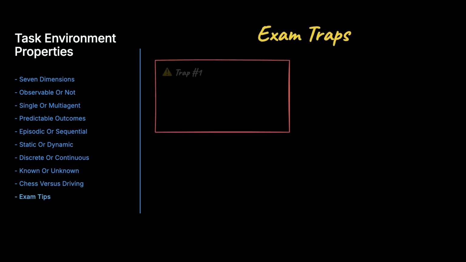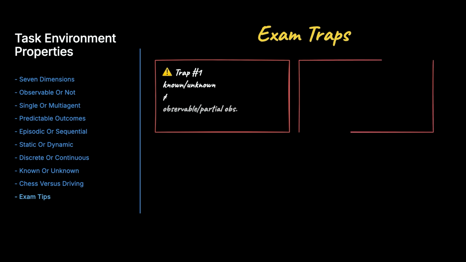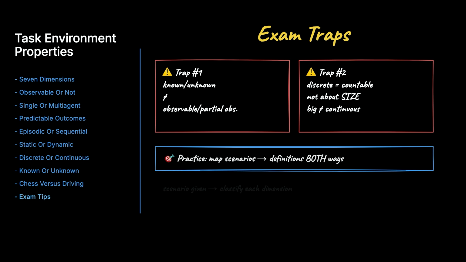On the exam, you will get a scenario and be asked to classify it along these dimensions. So practice mapping examples to definitions both ways. 2 traps catch students constantly. First, known versus unknown is not the same as observable versus partially observable. Second, discrete is about countability, not size.